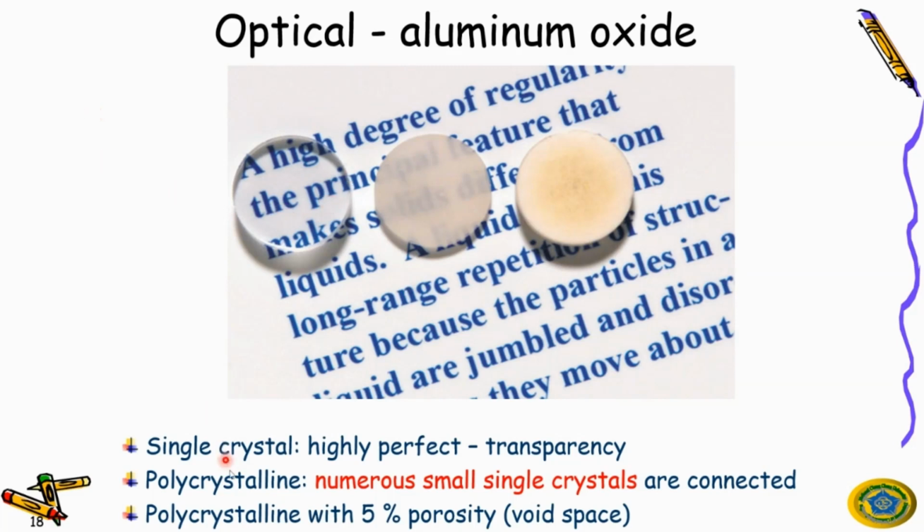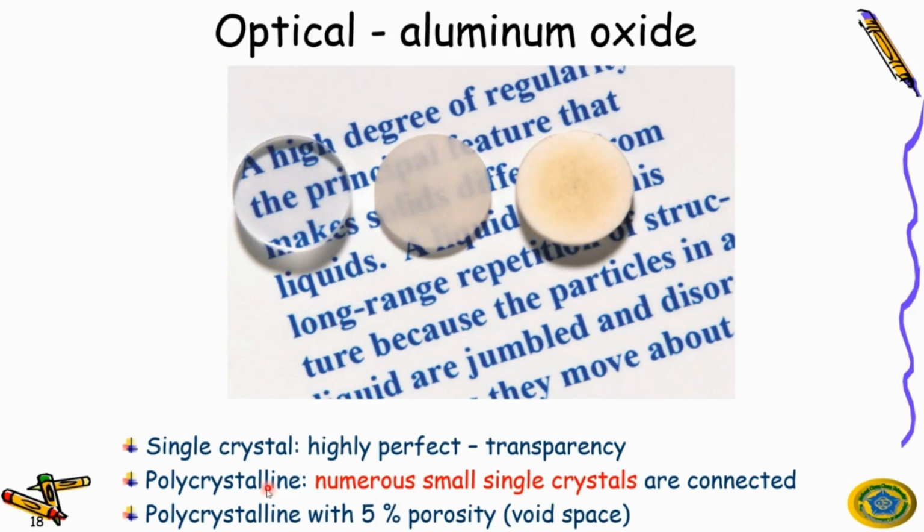And this is what we call single crystal. It's a different structure. The same atoms, same materials, but different structure. This is what we call single crystal. It's highly perfect. That means the arrangement of the atoms, the alumina and oxygen, is very ordered in the material. This is what we call single crystal.